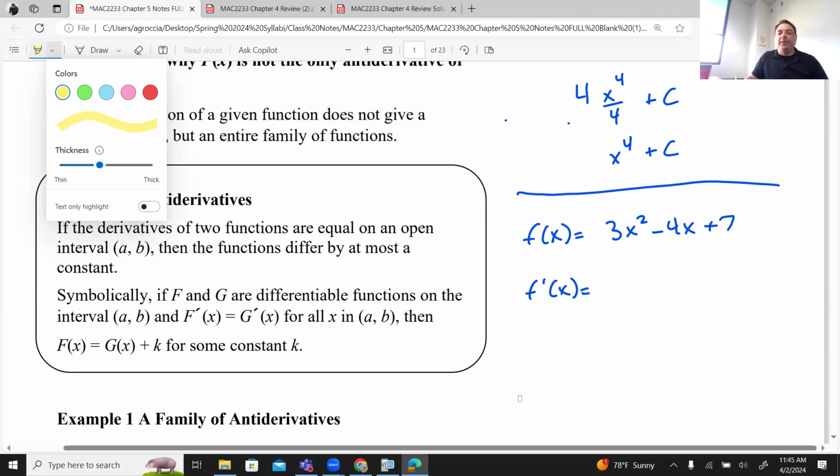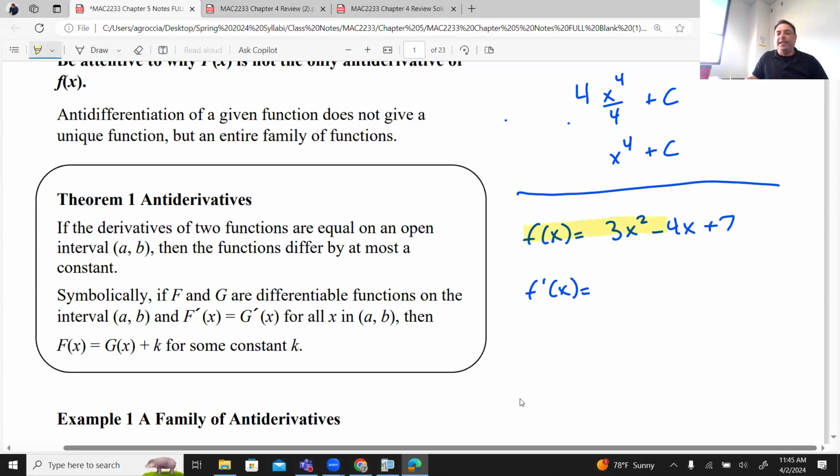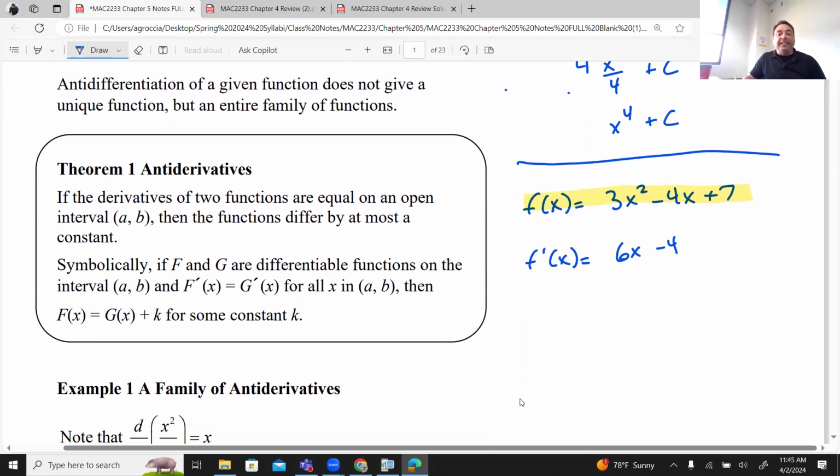Okay, so the original is 3x squared minus 4x plus 7. If you take the derivative, you should get 6x minus 4. And what's the derivative of 7? 0. Derivative of any number is 0. Good so far? Now, if I take the integral of 6x minus 4 with respect to x, what should I end up with? The original.